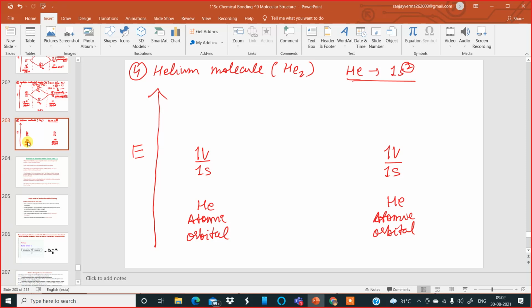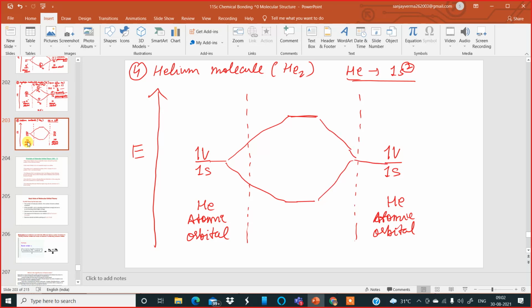Okay, then I will draw dotted lines to demarcate the atomic orbitals from the molecular orbitals this way. Then I will mix them up and make molecular orbitals this way. Then this one is the sigma 1s molecular orbital. The center one is molecular orbitals. Then this one is sigma star 1s.